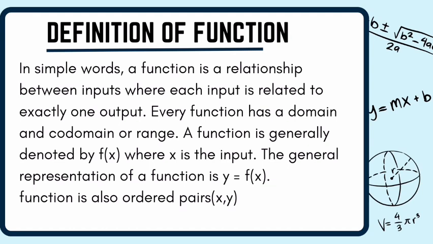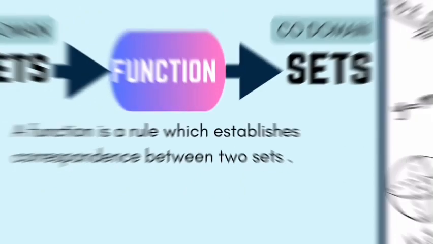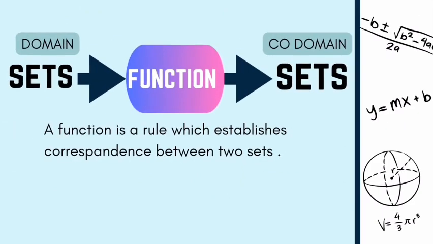And a function is also ordered pairs of x and y. So the next reporter will explain why a function needs to be ordered pairs of x and y. Simply shown in the picture, a function is a rule which establishes correspondence between two sets, where the first set is the domain and the second set is the codomain.